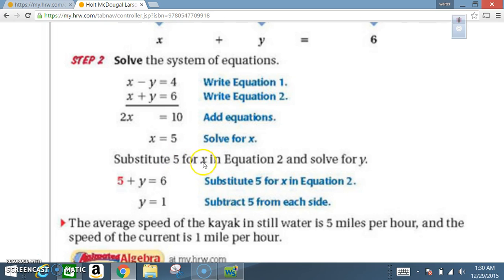Substitute 5 for x in equation 2 and solve for y. 5 plus y is equal to 6. So once again, in place of x, we put that 5. So 5 plus y is equal to 6. We solve this for y. Minus 5, minus 5. 5 minus 5 is 0. 6 minus 5 is 1. And y is equal to 1. So the average speed of the kayak in still water is 5 miles per hour. And the speed of the current is 1 mile per hour.